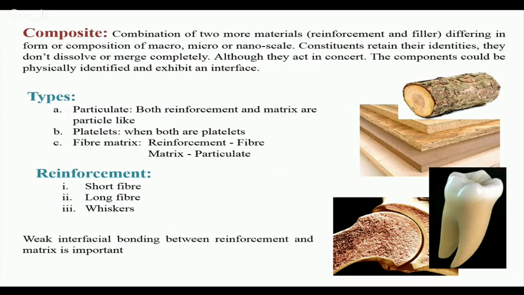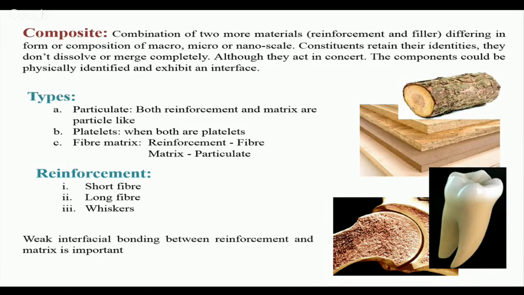Interestingly, they actually work in concert. So the physical property, or specifically the mechanical properties of the resultant composite, will be enhanced from the individuals. As we know, for example, in a beam, the rods are the reinforcement and concrete, cement and sand are the matrix, and together their mechanical property increases enormously. So there are different types of reinforcement. One is particulate.